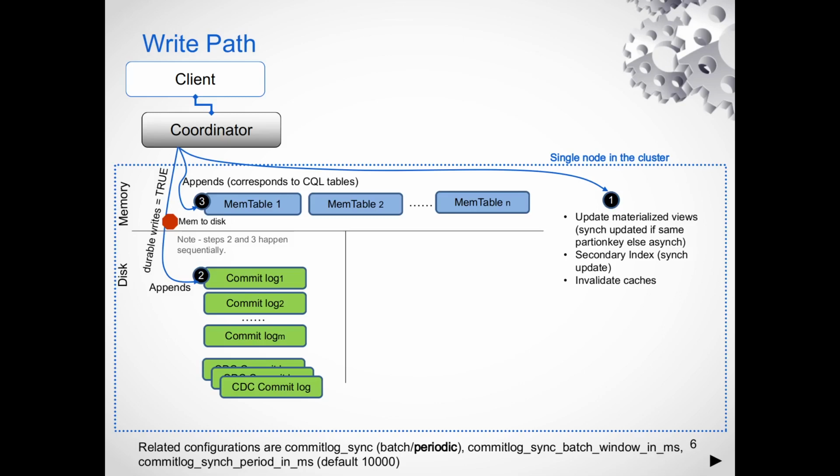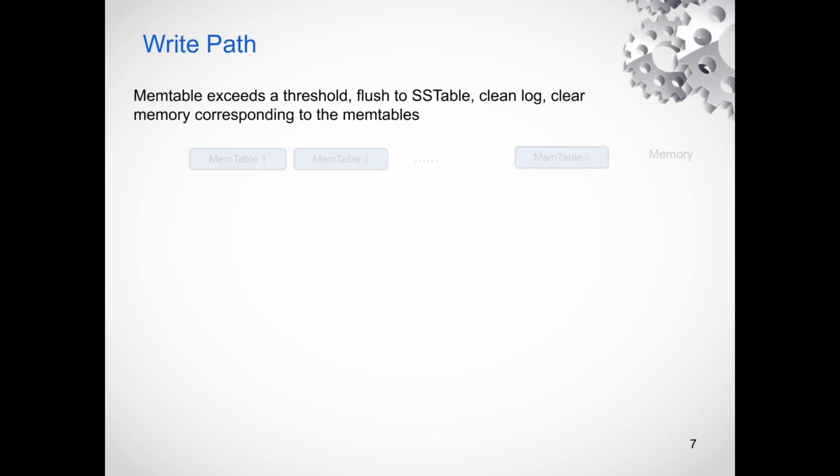But anyway, the important part is the write path comprises two major steps. Append into the commit log and put it in the memtable, and that's it, you're done. So naturally, over a period of time, the memtables will begin to fill up. The memory will begin to fill up.